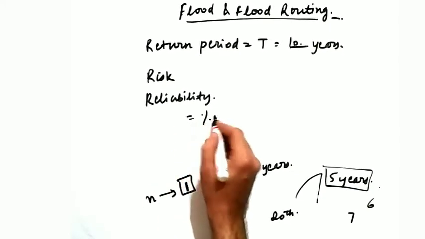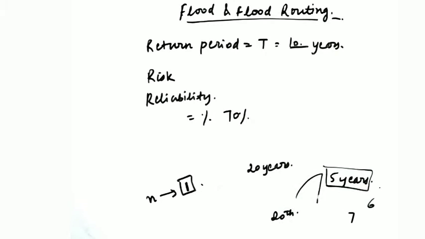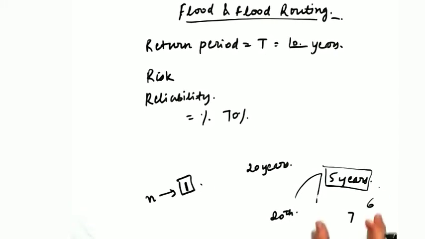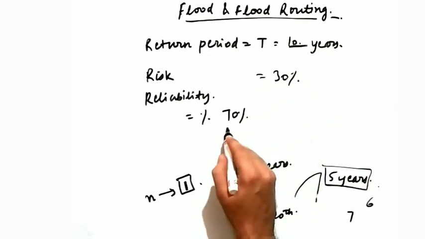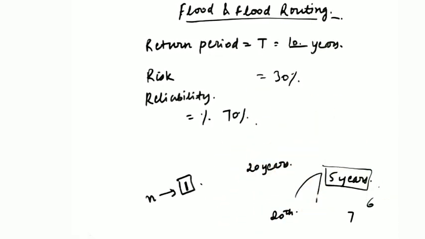Reliability will be in percentage. Suppose I say 70% is the reliability. That means I am 70% sure that this flood will not occur in 5 years. What is risk? If reliability is 70%, risk will automatically be 30%. That means there is a risk of only 30% that this structure will be overtopped, that is, at least once this flood will occur in 5 years.